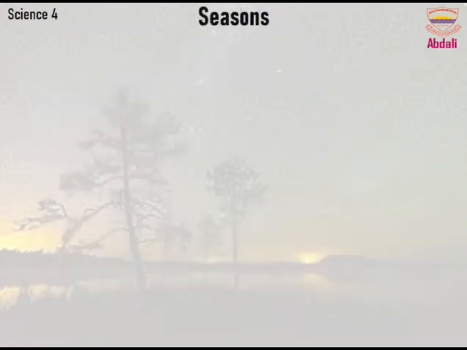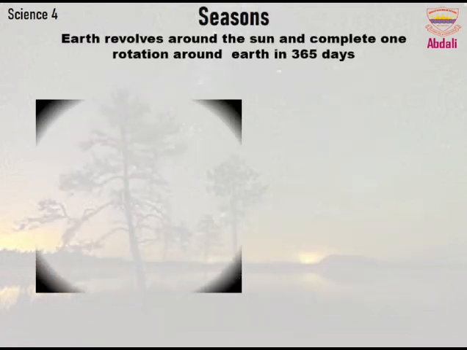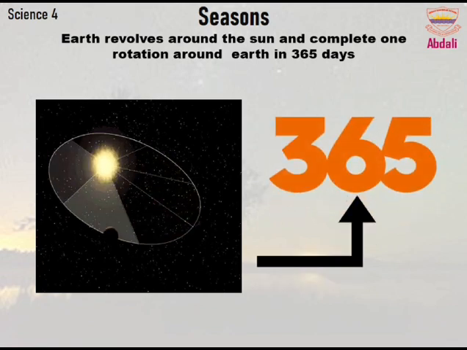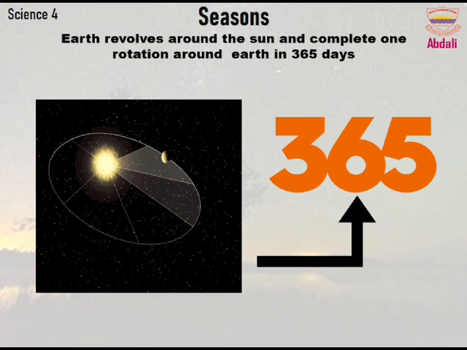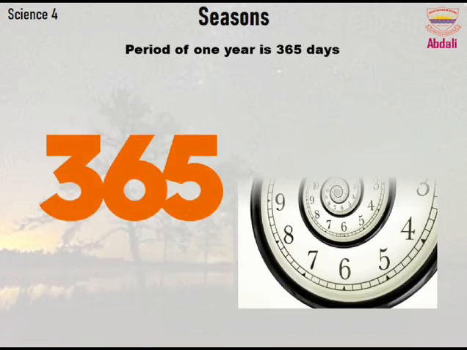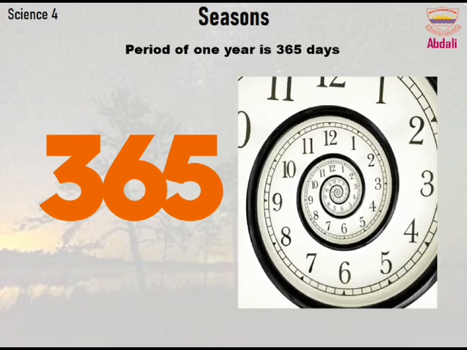Let's learn how seasons change. Earth revolves around the Sun and completes one rotation around the Sun in 365 days. Dear students, do you know that? The period of 1 year is 365 days.